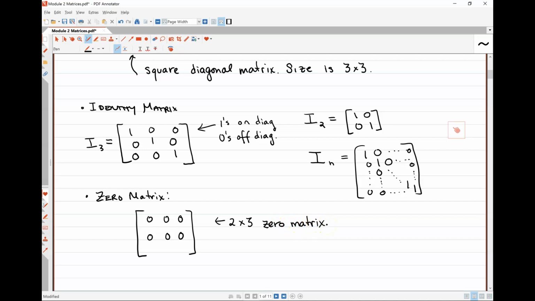Okay, so I think that's where I'm going to stop with the jargon. That's all we need for the moment. In the next video, we'll start talking about actual matrix operations.